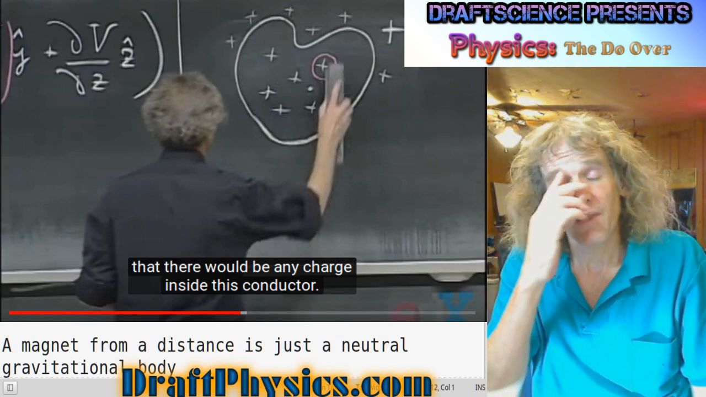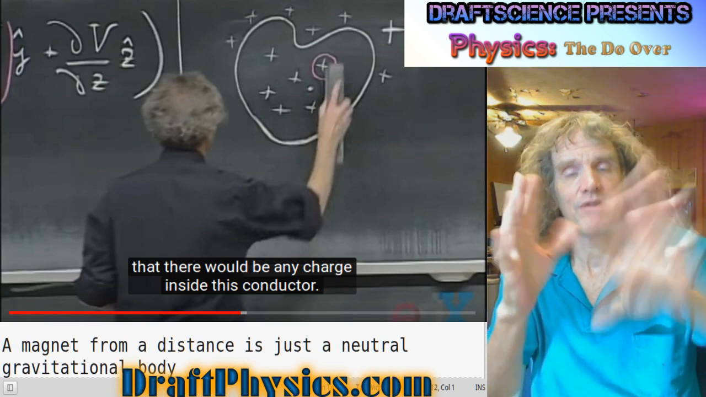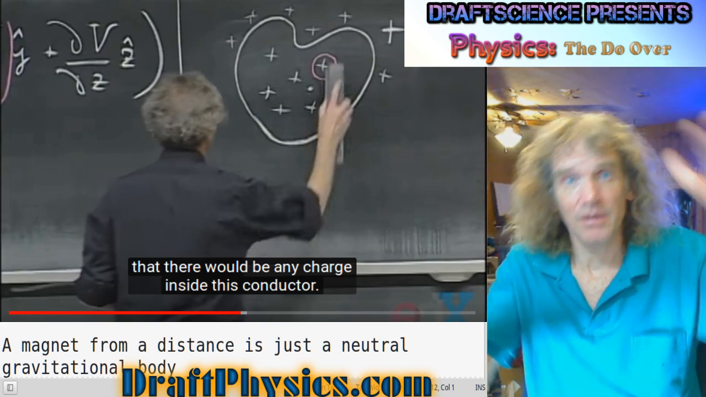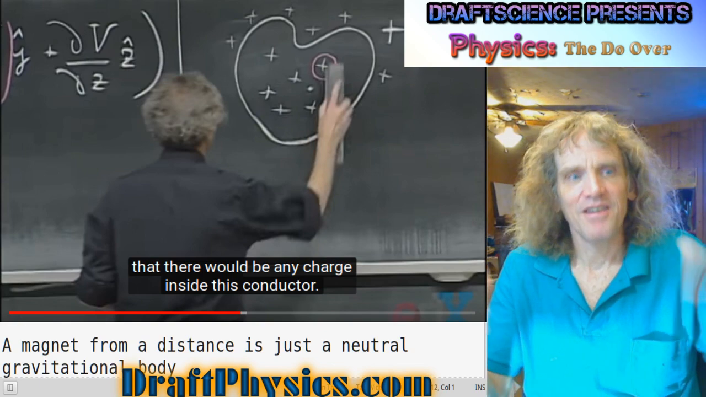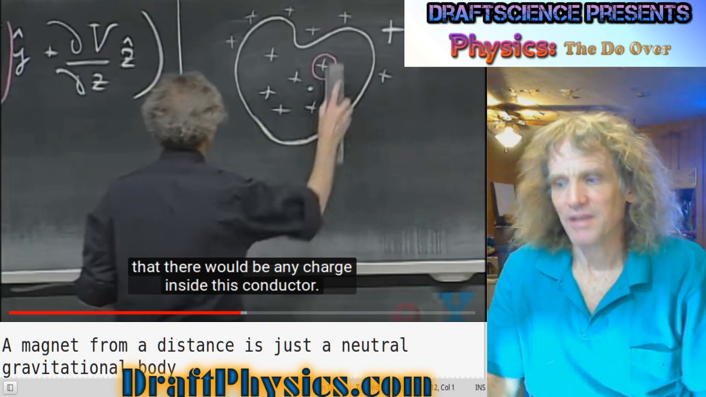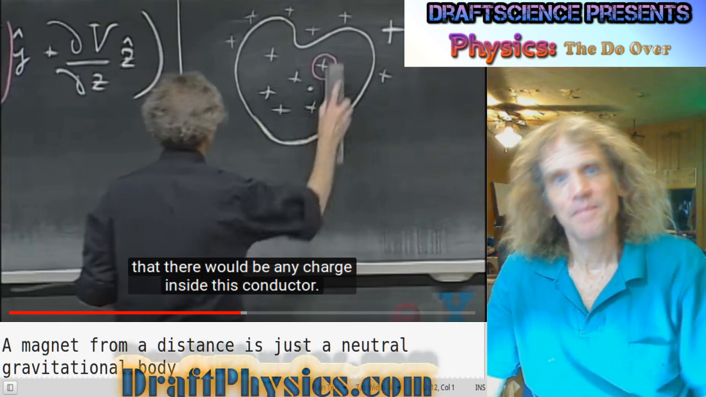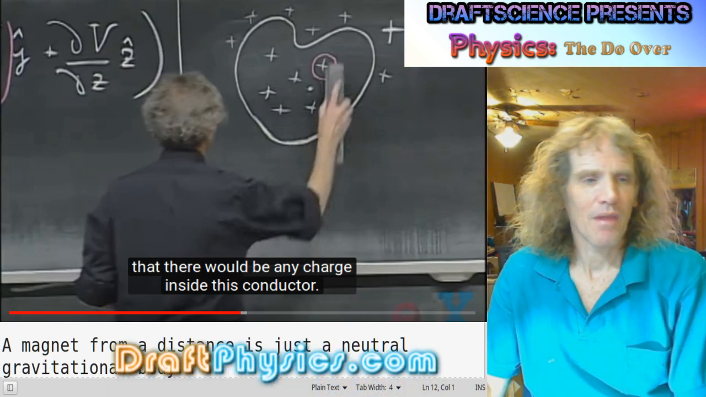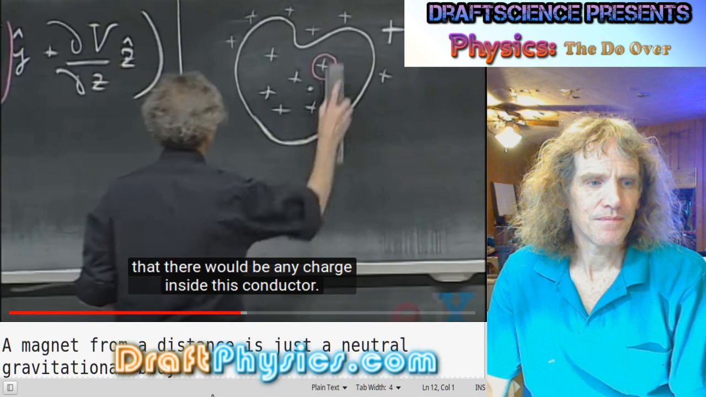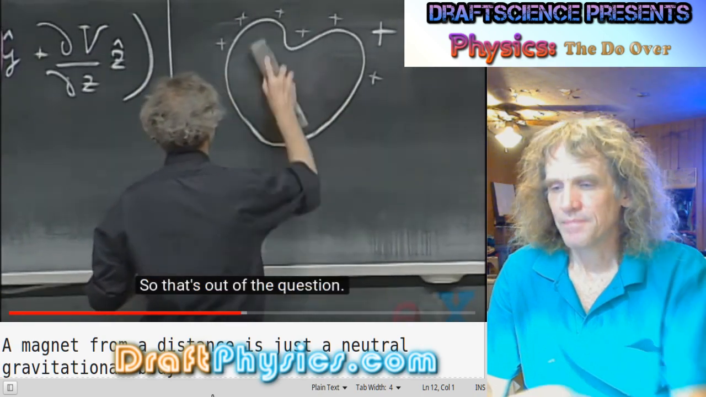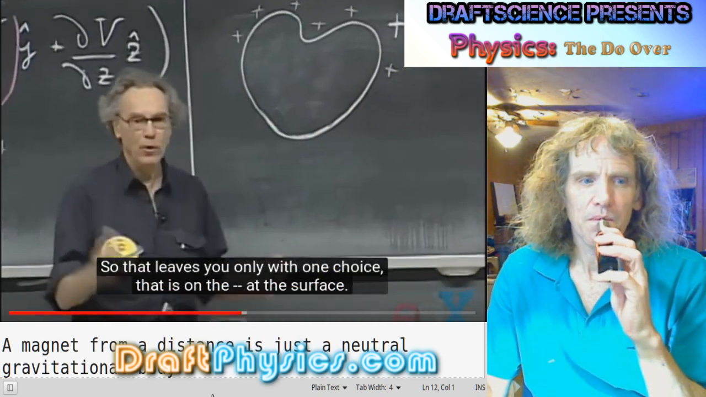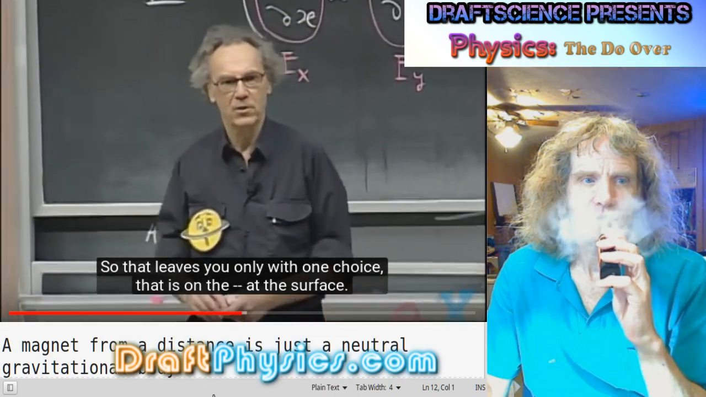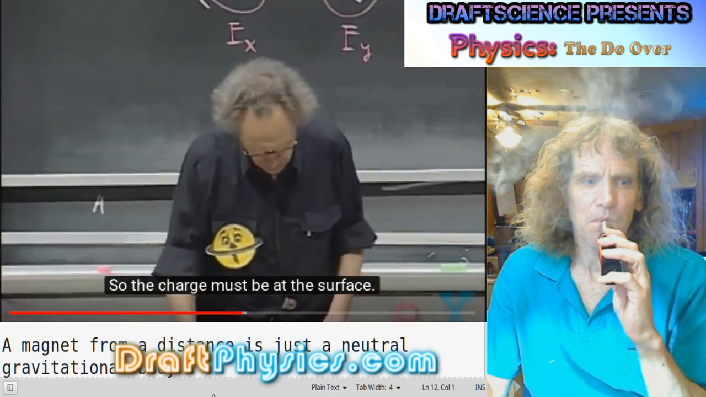It's saying go to the surface where there's more room. You can fly with the birds or something. You can gain more space out there than you can in here, inside this conductor. So that's out of the question. That leaves you only with one choice, that is at the surface. The charge must be at the surface.